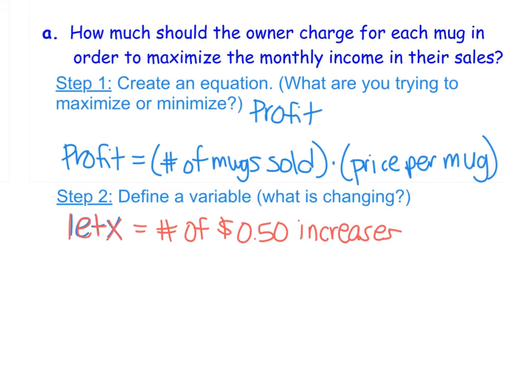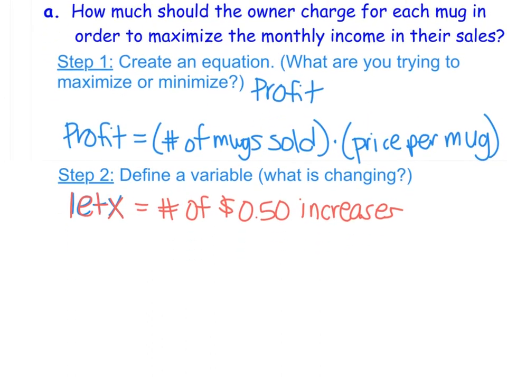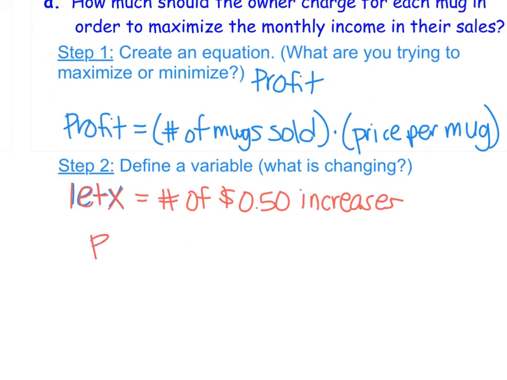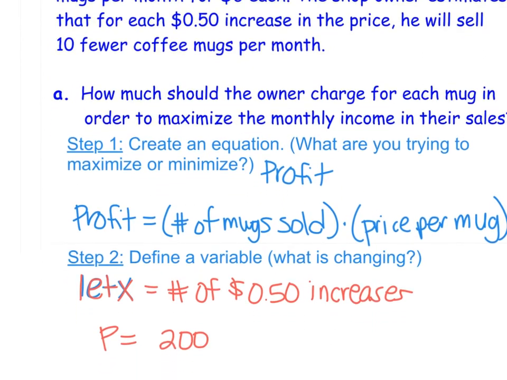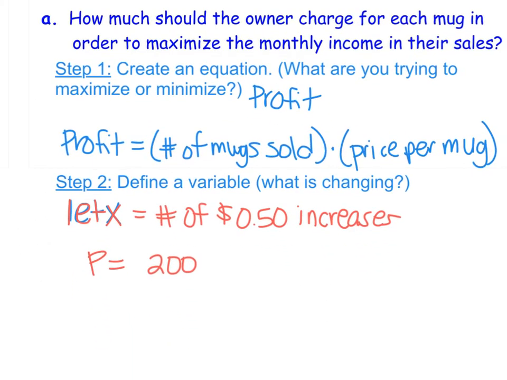So we know our profit, we're just going to put P now. Our profit is going to be number of mugs sold. So what is the number of mugs sold? Well, we know we start out with 200 mugs being sold. But for each 50-cent increase of the price, so for each x, he's going to sell 10 fewer mugs. So we need to take away from that 10 times x.